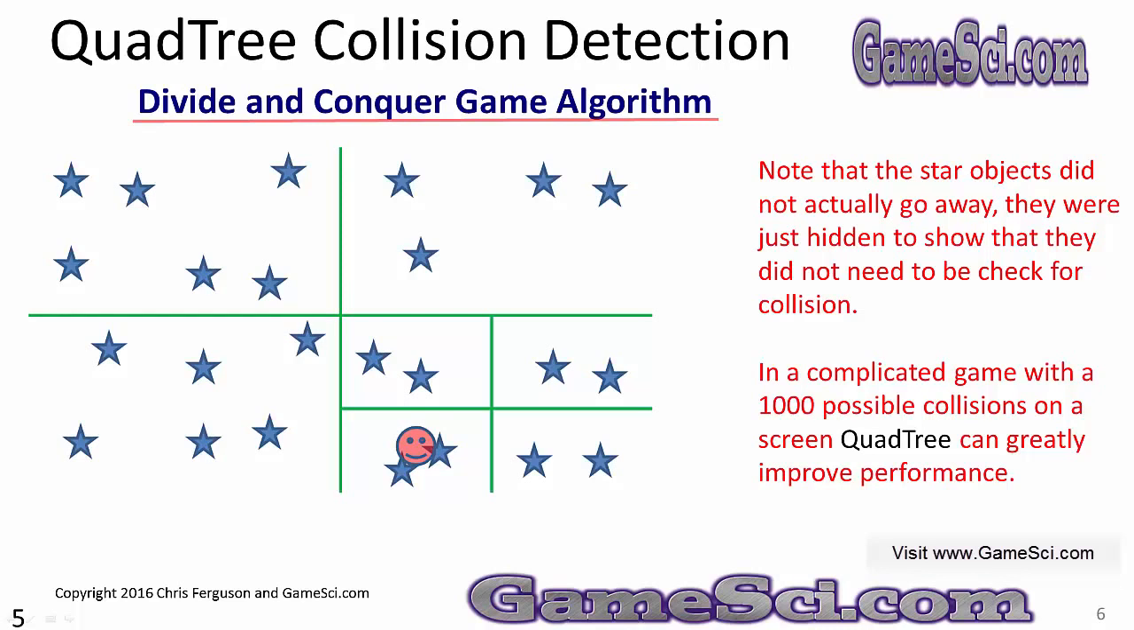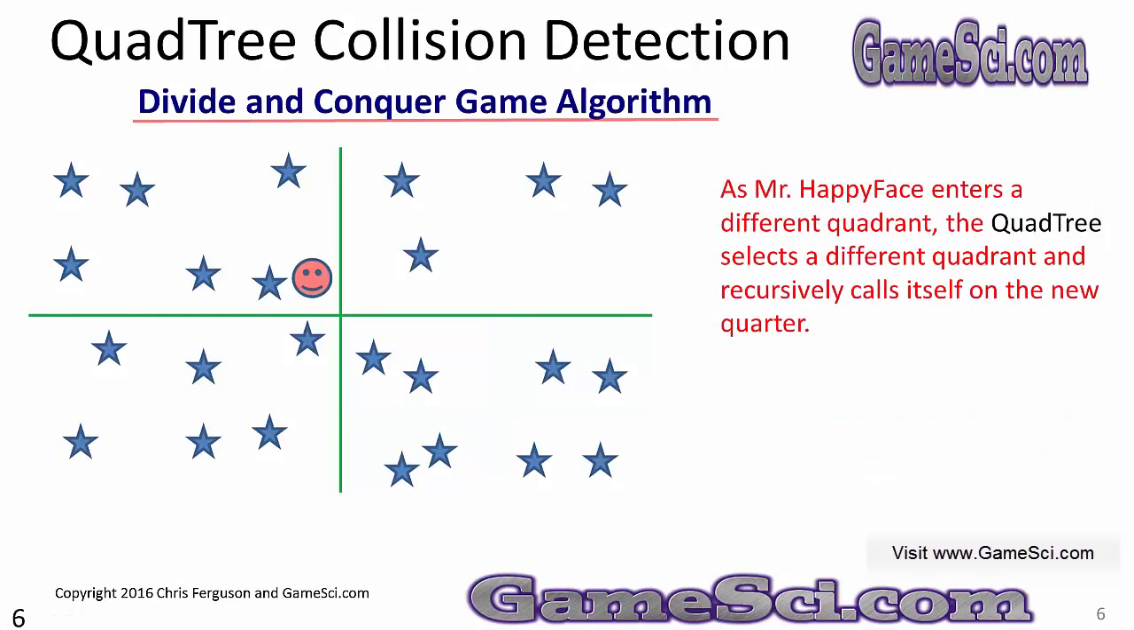In a complicated game with 1,000 possible collisions on the screen, Quadtree can greatly improve performance. Instead of checking 1,000 different objects to see if you collide, maybe you can get it down to 5 or 6. Repeatedly divide the screen into quarters and only check the quarters for collisions. So let's move Mr. Happy Face and do it again.